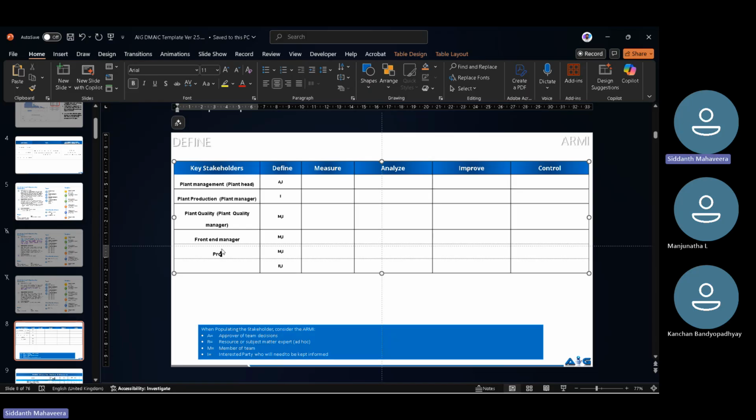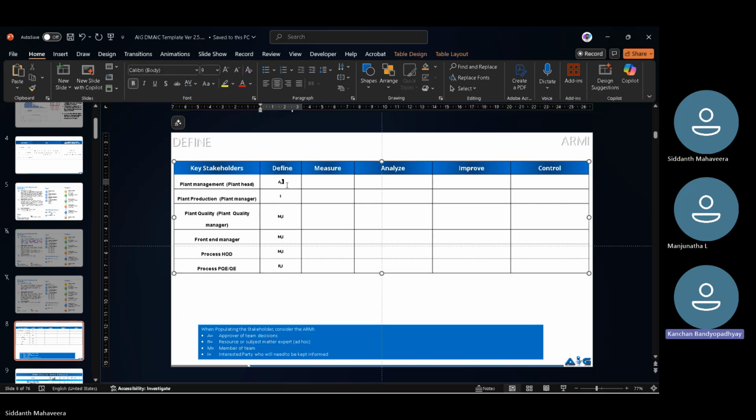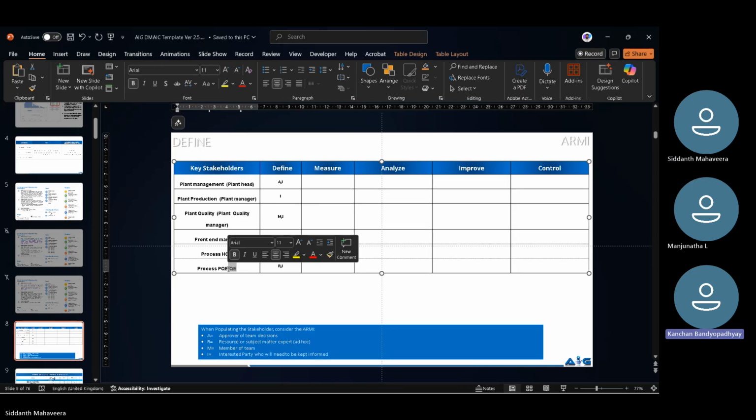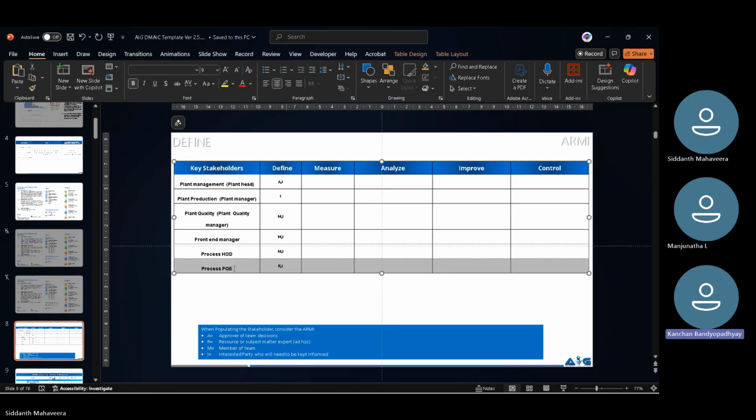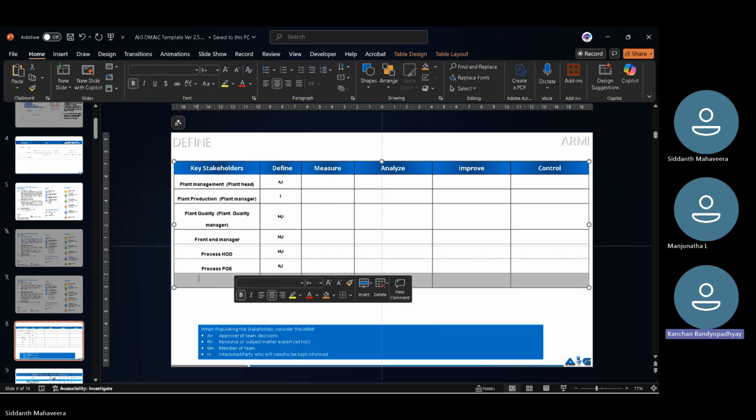Next is the process HOD. Next is the process PQE or QE. PQE is the process engineer and QE is the quality engineer. Are both the same? No. PQE comes under the process HOD. QE, the quality engineer, comes under the quality engineering manager. Then we have to segregate it in another row. Quality would be another team. So quality team member A, team member B, like this.